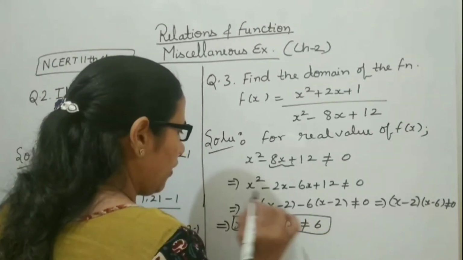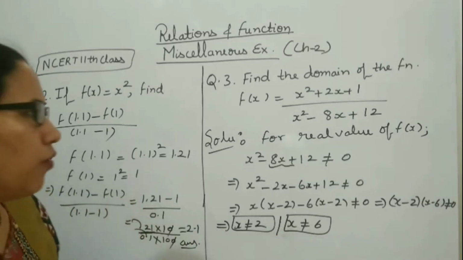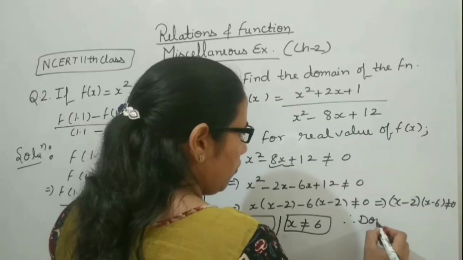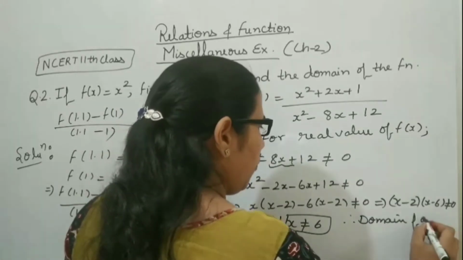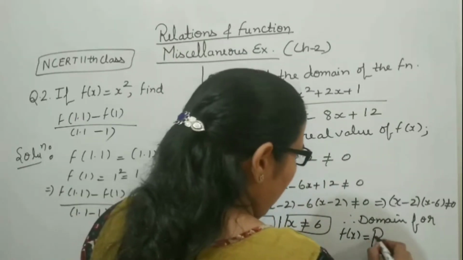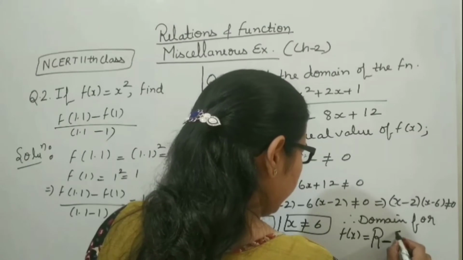So here we have to find out two values that should not be equals to 2 and 6. So here domain for fx will be R minus 2 and 6.